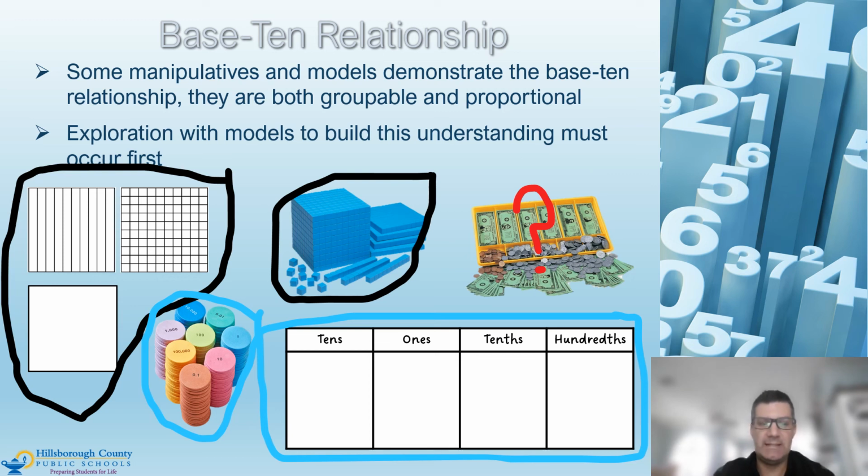The concept of money definitely lends itself as a context for decimals, but using coins, using bills, they're not proportional. A dime is worth more than a quarter or worth more than a penny, but it's smaller. So that can often be very confusing, especially if we start there. Eventually, you can go to it once students have that full understanding of place value with decimals, but it's not a place to start. Money is not groupable. It's not proportional.